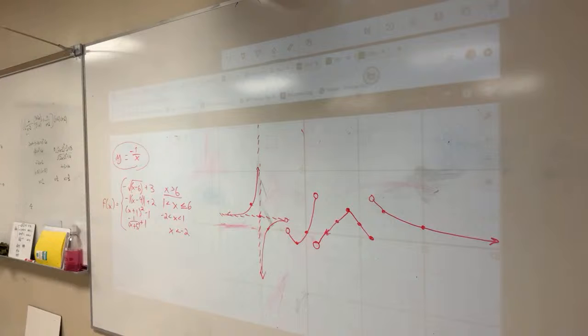Squared minus 1. So let's just say negative (x minus 1) squared, but instead now we have a negative 1. That will cause this to be flipped. And then the restriction, we had a negative in front.